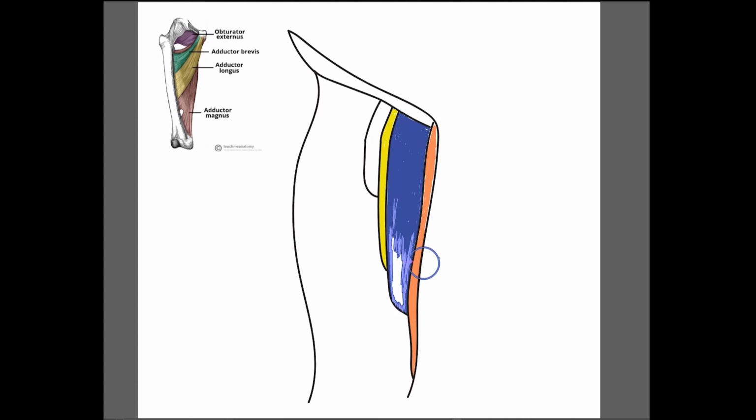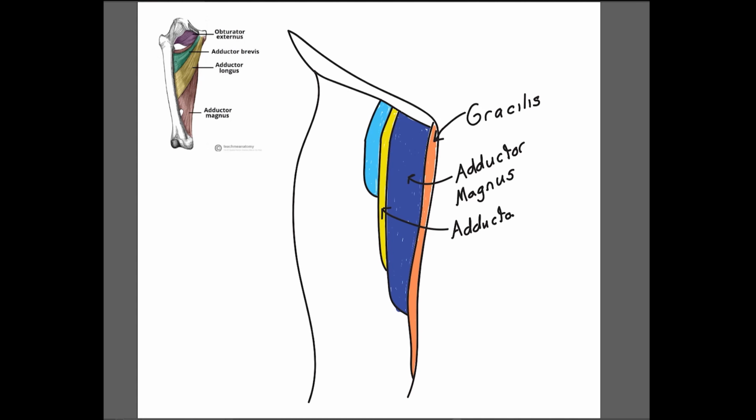Below the adductor magnus, there is a thin and long muscle known as the adductor longus. The final muscle in the medial compartment is the adductor brevis, which sits under the adductor longus. All the adductor muscles are responsible for hip adduction.